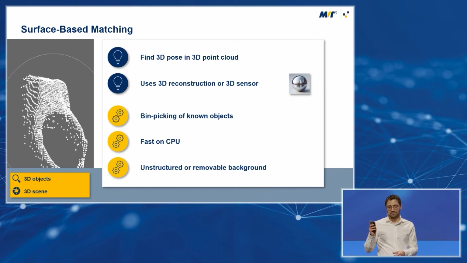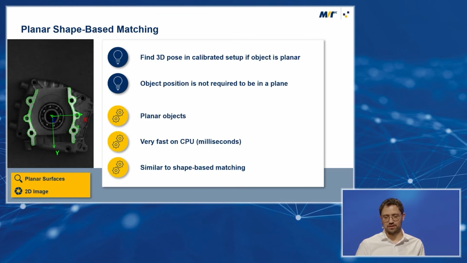Apart from that, surface-based matching is very fast on the CPU, but it does require that you reduce the scene to the relevant part only. So if there is a large background in the scene, for example, that is captured by your 3D sensor, you need to do some manual pre-processing to remove that background. Otherwise, surface-based matching can become very slow, and it might lead to false positives in the background. So there is some more manual parametrization required, and that is not the case for deep 3D matching.